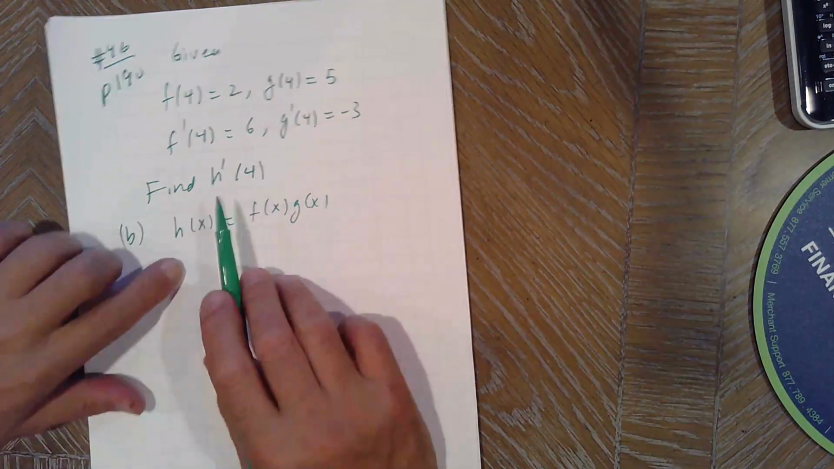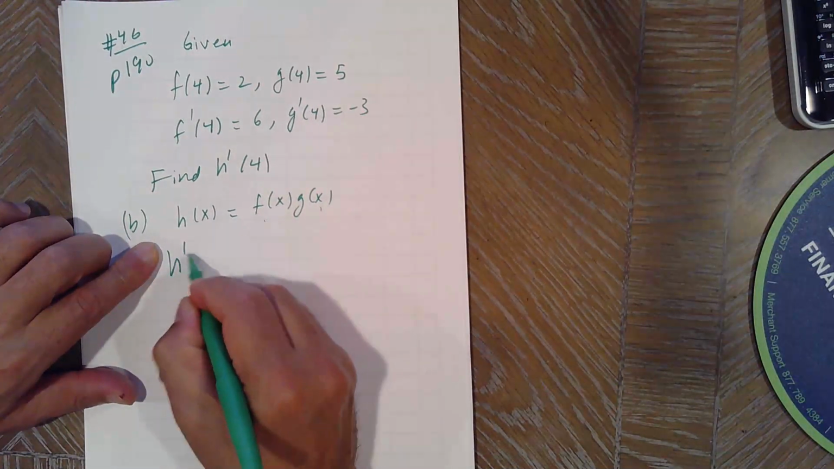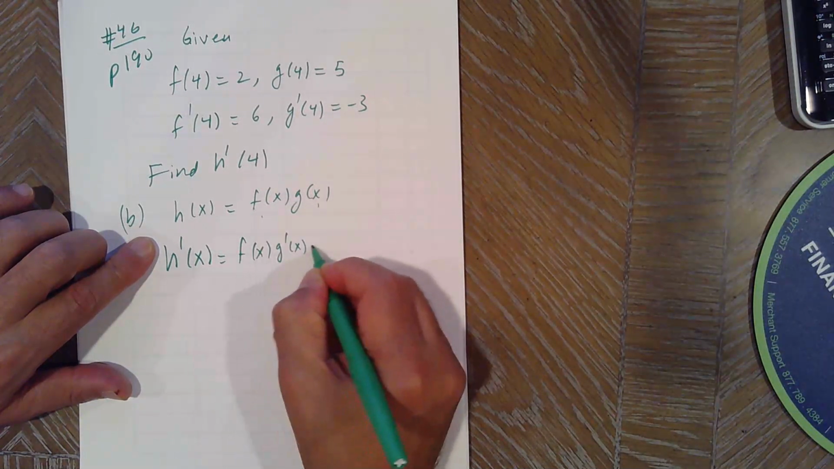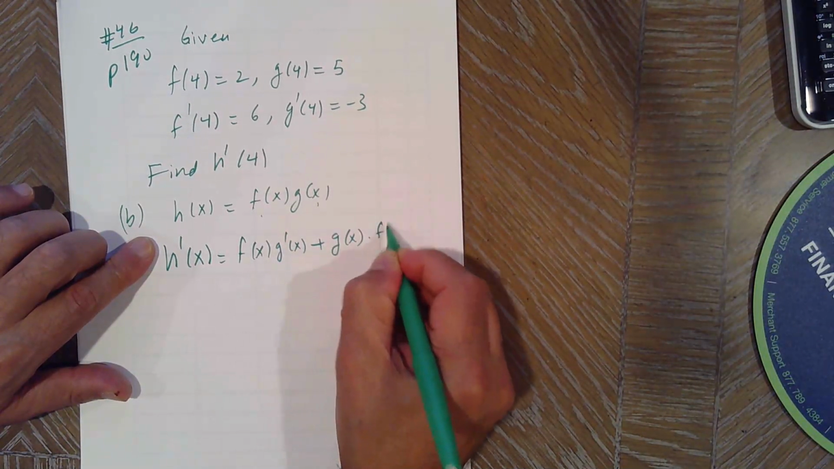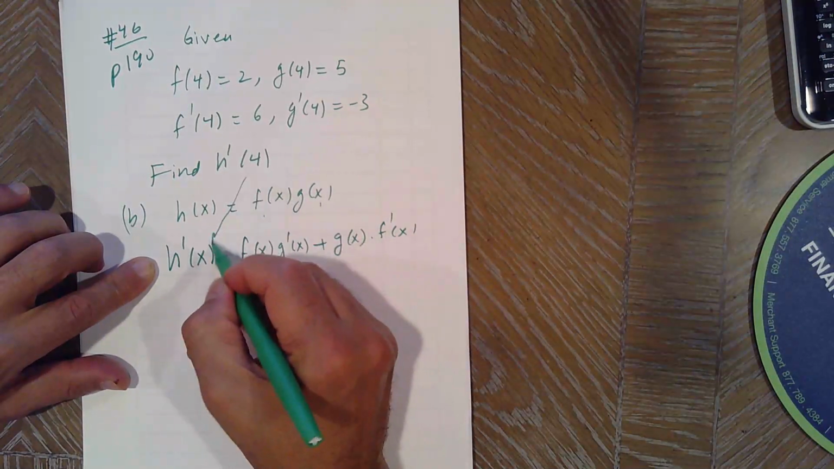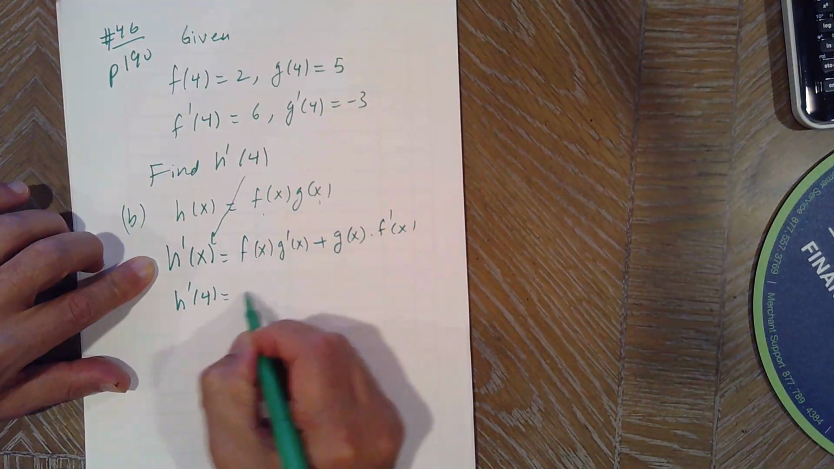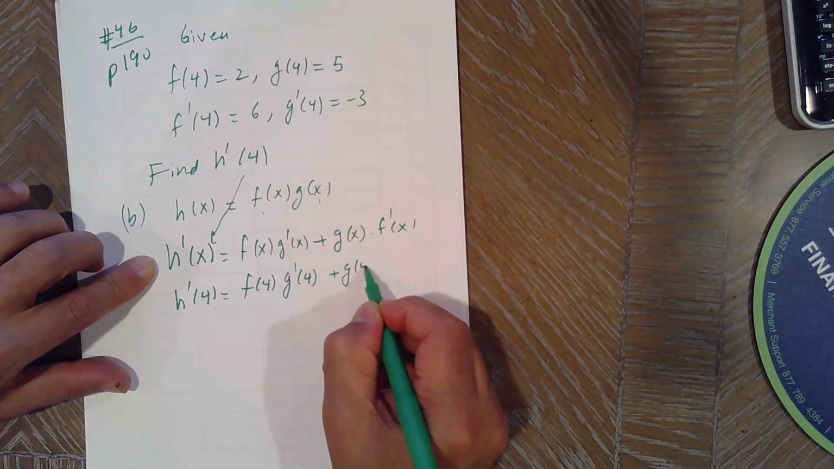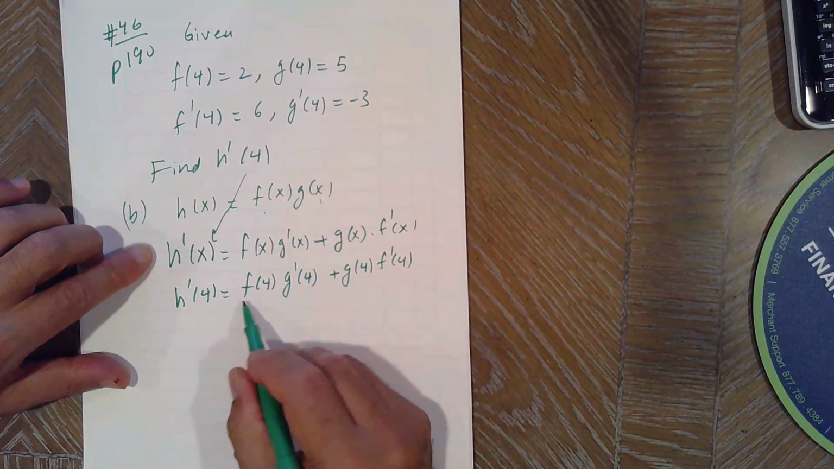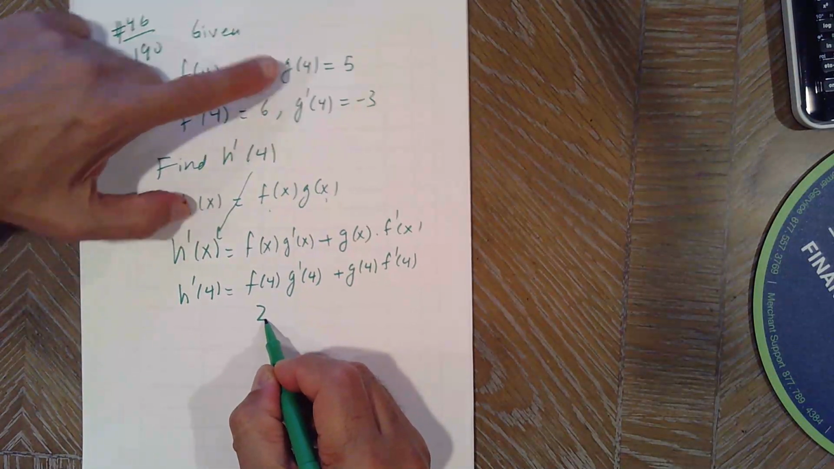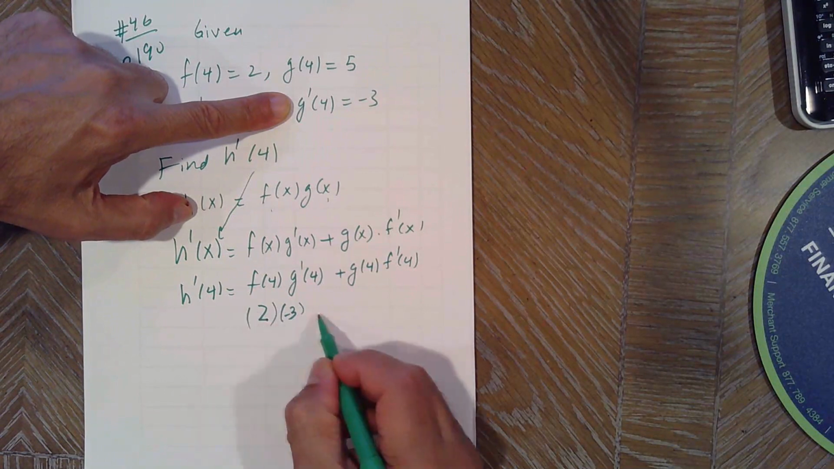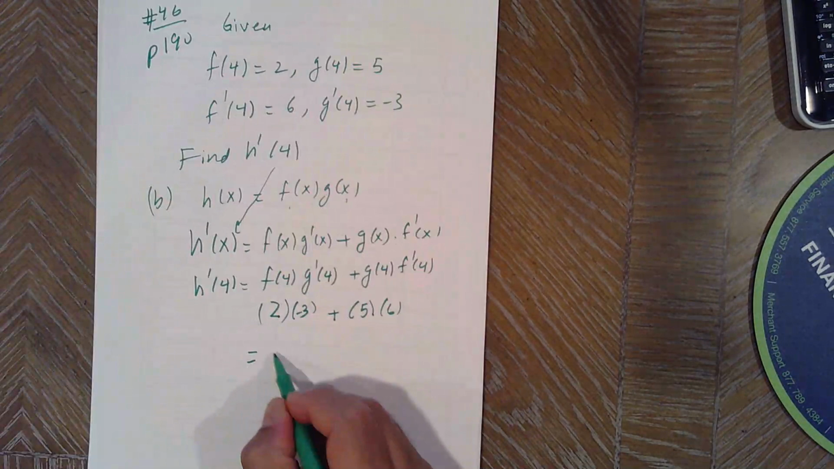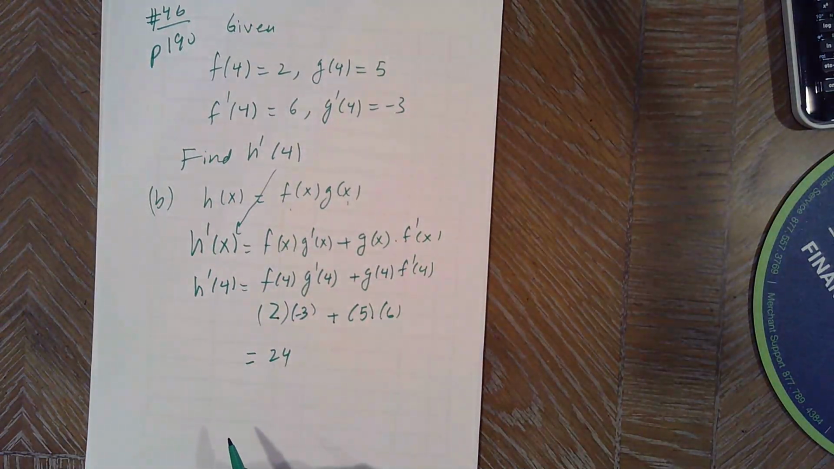To find h prime, that's the product rule. H prime of x equals f times g prime plus g times f prime. That's the product rule. So if we're going to plug in a 4, it would be f of 4, g prime of 4 plus g of 4, f prime of 4. So we have all these values. That's a 2, that's -3, and g of 4 is 5, f prime of 4 is 6, and that comes out to be 24.